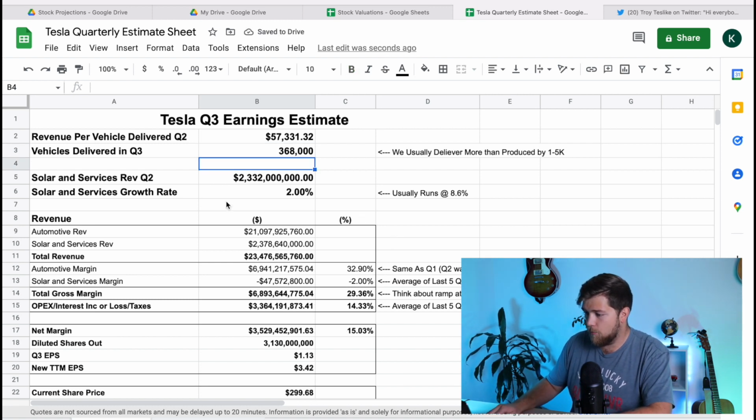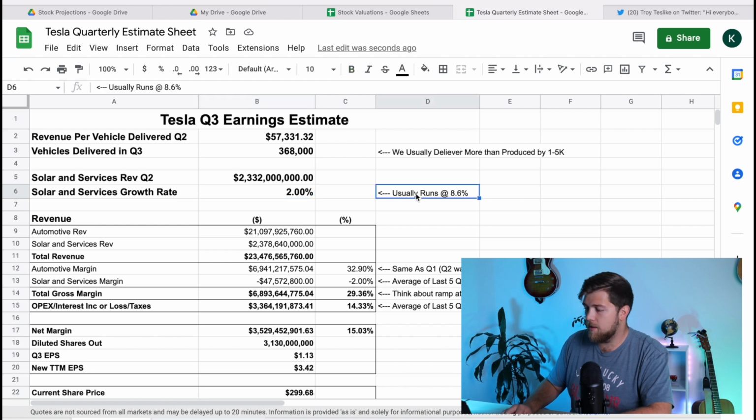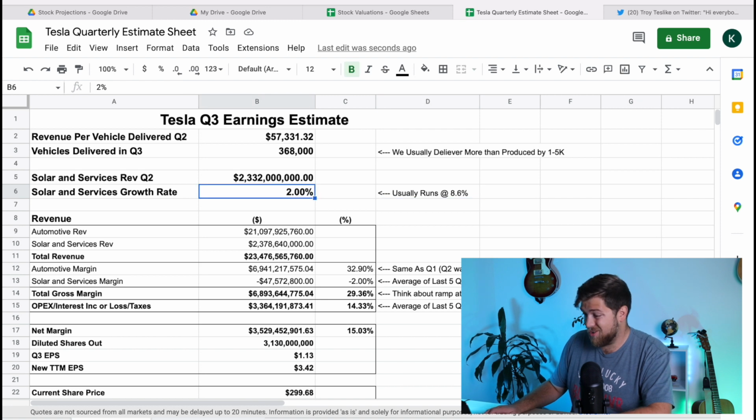As you can see, we're using a 2% growth rate for our solar and services revenue growth that we're expecting. Usually this runs at about an 8.6. So this is a little bit of a margin of safety, saying that we're not expecting the solar and services growth to really happen all that fast. In reality, though, it really does happen quite a bit faster than 2% per quarter. So anyway, we're just being conservative there.